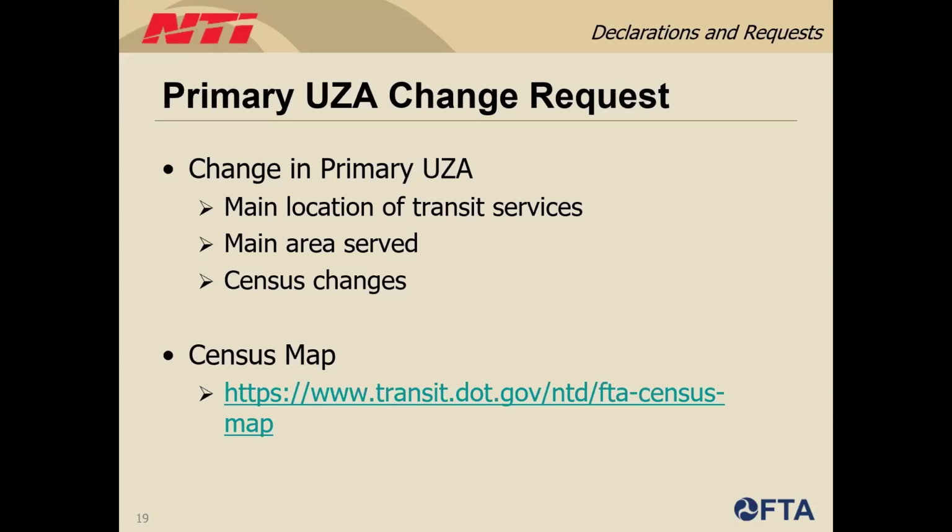This change must be submitted as a reporter request. The primary UZA should represent the UZA where your transit services are mainly located, or the main area that is served by your agency. This may change if your transit service undergoes changes, or sometimes during a census year if the UZA boundaries are updated. The last census year was 2020, and those changes went into effect in 2022. The next census year will be 2030. You can review all of the current UZAs by using the census map on the FTA website, and you'll see that link here.